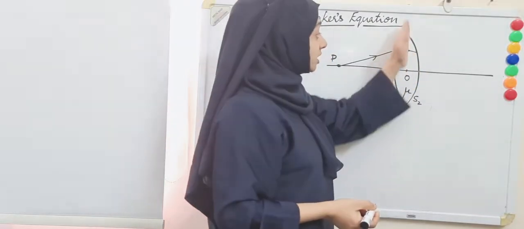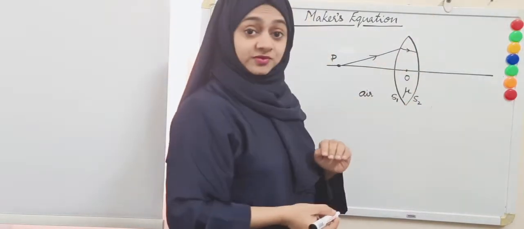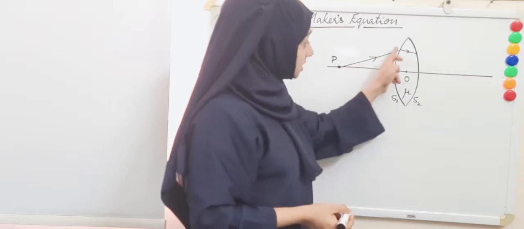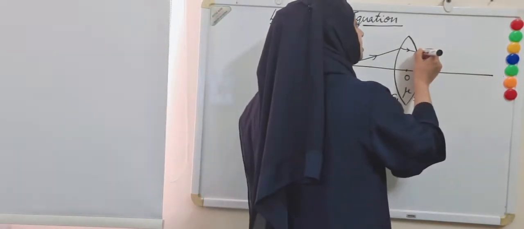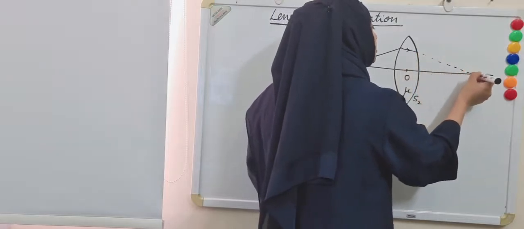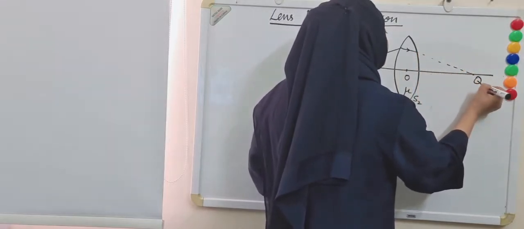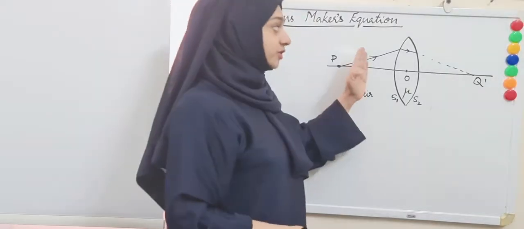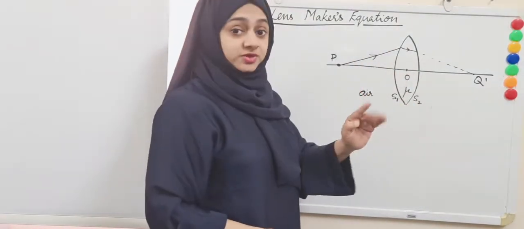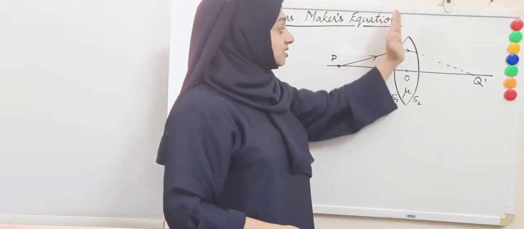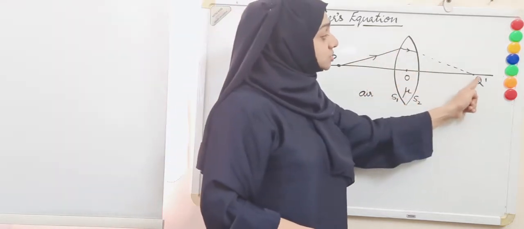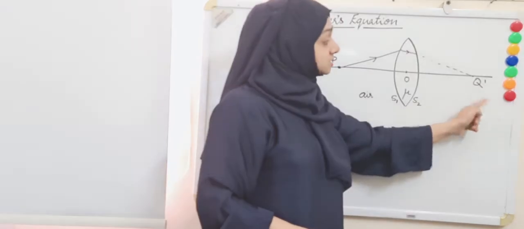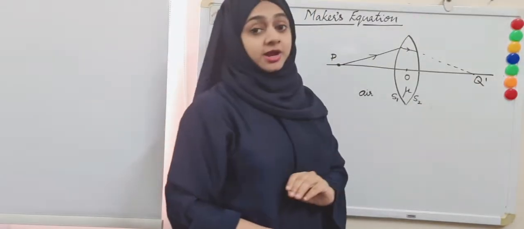If there were no second surface, if we consider only the refraction at S1, it would have gone to a point Q prime. If there were no refraction at the second surface, when we consider only the refraction at surface S1, it would have gone in this direction and the image would have formed at Q prime.